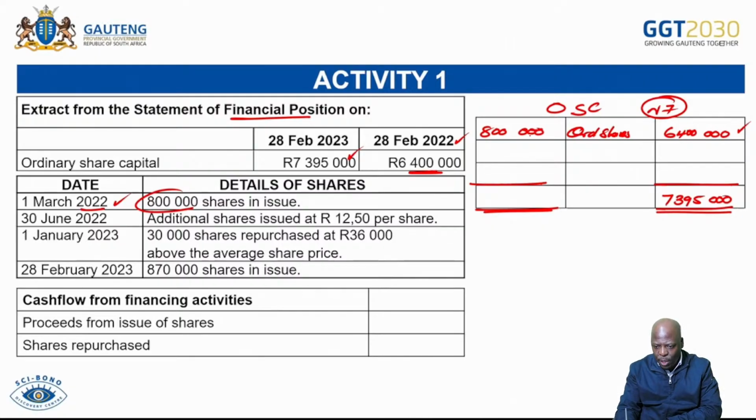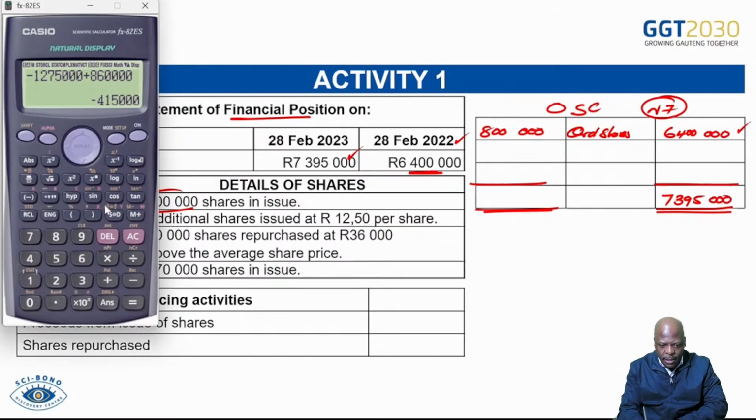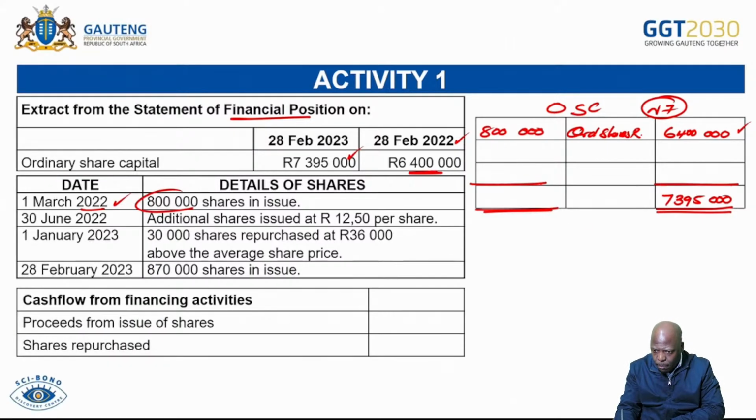If you say 6.4 divided by 800,000, you can do that. It's very easy. You simply say your 6.4 million here, and then you divide that by your 800,000, which is that one there. And then you get your 8 rand. So the average price here at the beginning was 8 rand. Let's go. Additional shares were issued at 12.50.